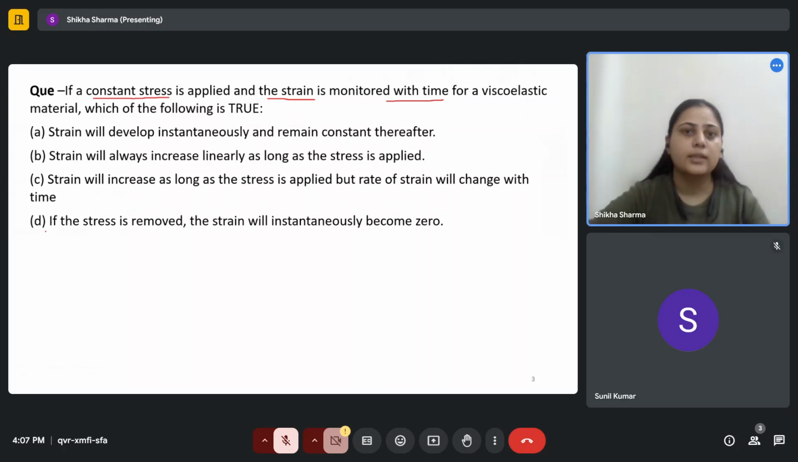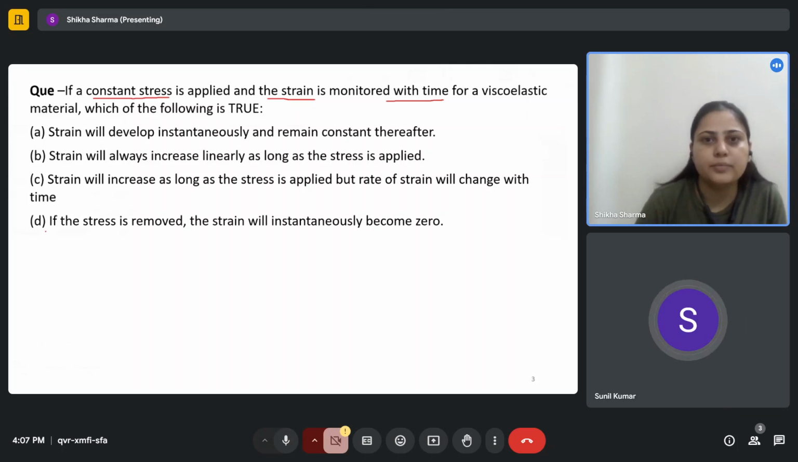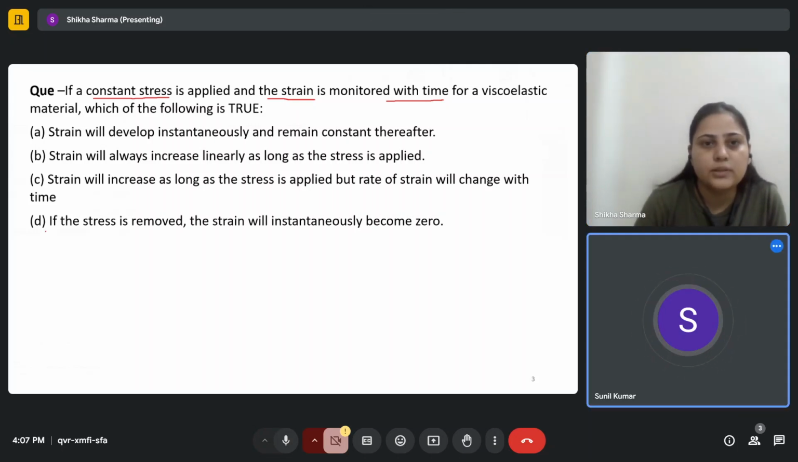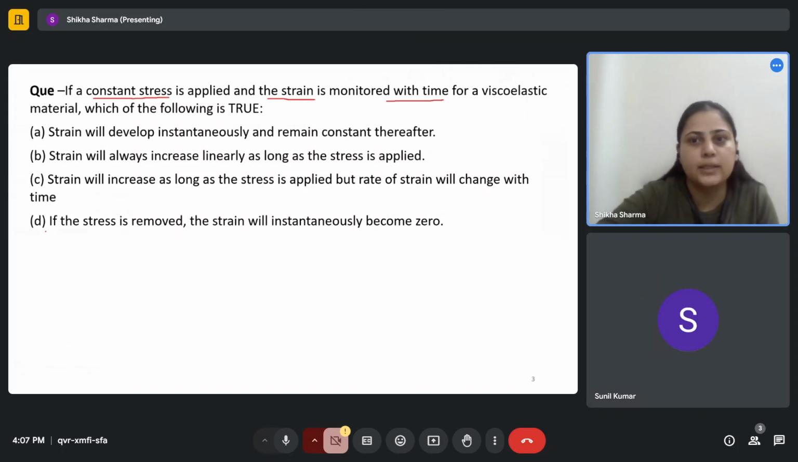Would anyone please like to answer? This is a very basic question. D, C. You are saying option number C, right?